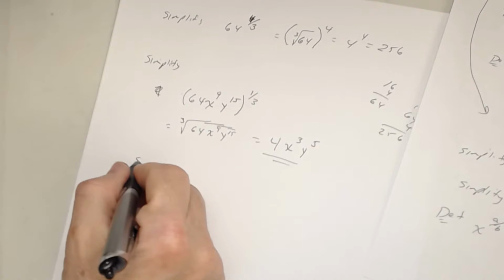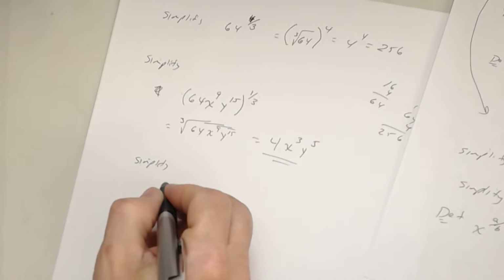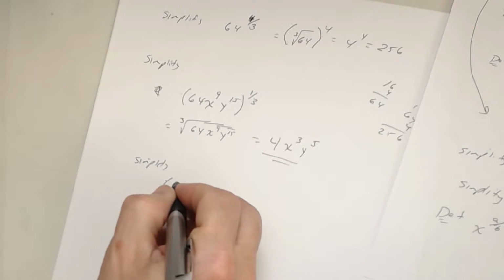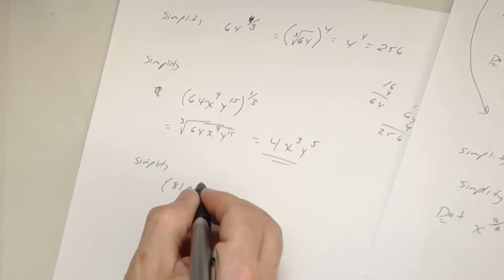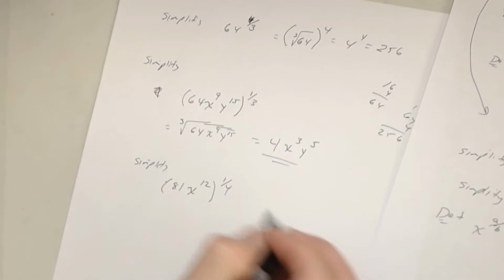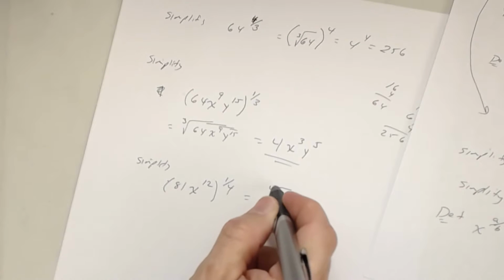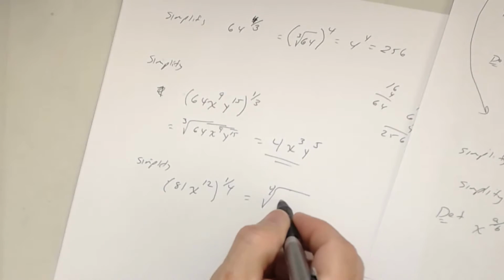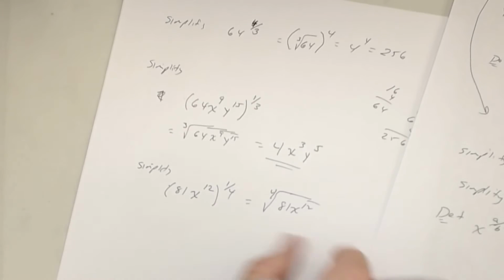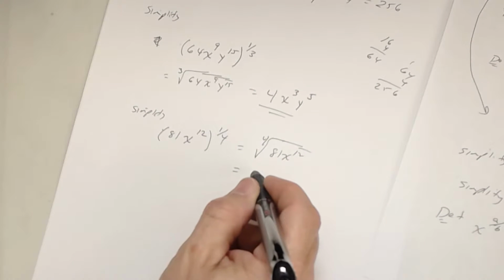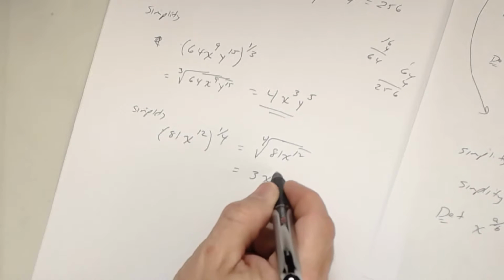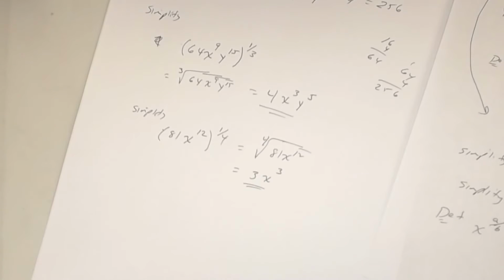All right, suppose we had 81 x to the 12th power raised to the 1/4. What radical is that? Fourth root of 81 x to the 12th. Now what's the fourth root of 81? 3. What's the fourth root of x to the 12th? x to the 3rd. There's your answer. Okay? That's all that is.